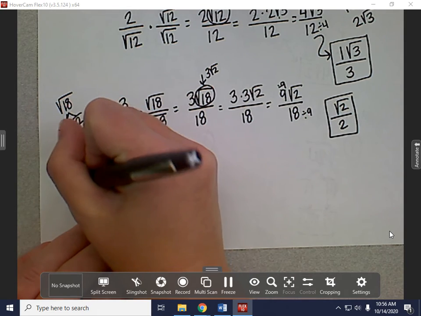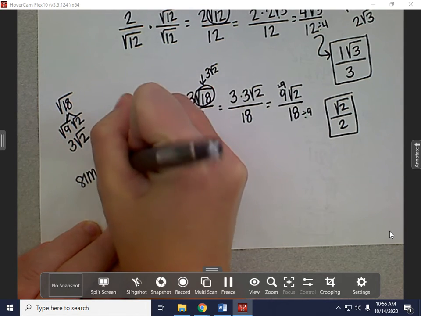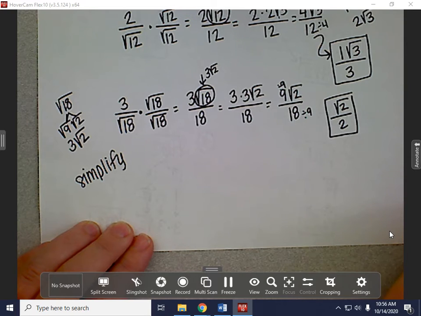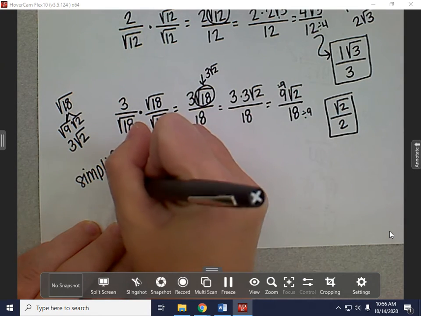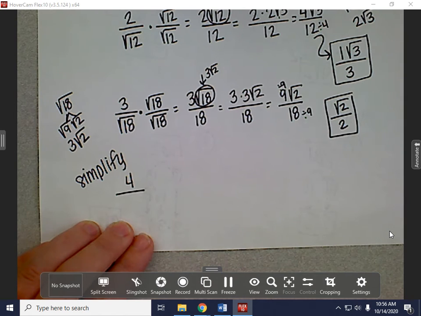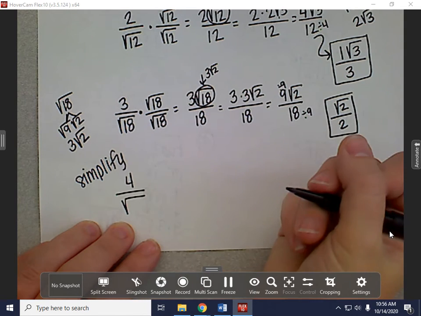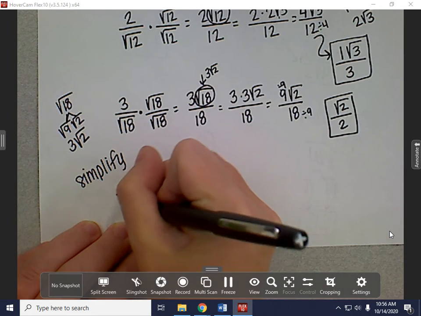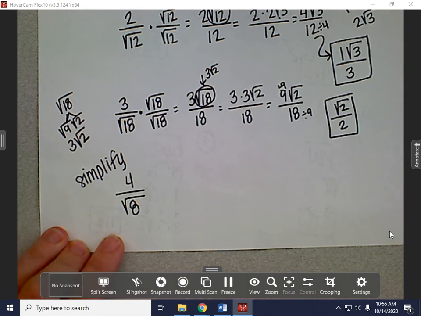So why don't you try this one? I'm going to ask you to simplify. Let's do, I don't know, let's not make it too crazy. 4 over the square root of 8. So I'm just going to pause for like 10, 15 seconds, and then you can always pause the video if you need extra time. All right, so once again, if you need extra time, you probably will. Feel free to pause me and then start when you're ready.